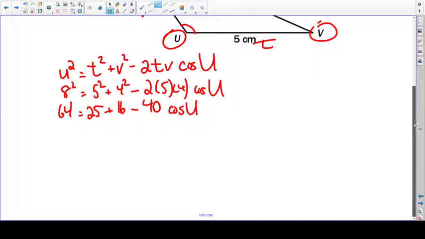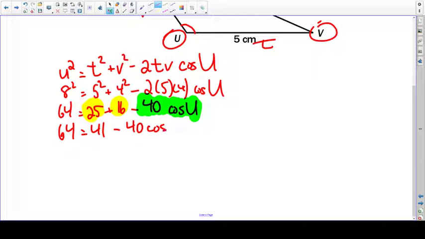This next step is where lots of students will make a mistake. The classic mistake here is taking 25, adding 16, and then subtracting 40. The problem is that 40 is linked to the cos of U. So you can absolutely add the numbers in yellow, which we're going to do, and that gives us 41. We cannot subtract the 40, so don't do that. The 40 is linked to the cos U. We can't do anything with that, so we're going to move on to the next step.